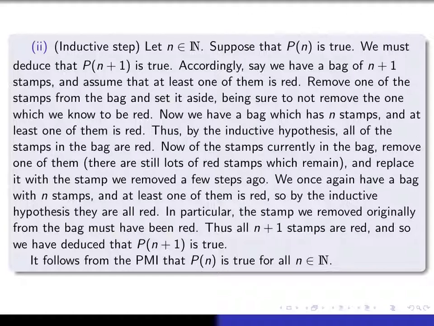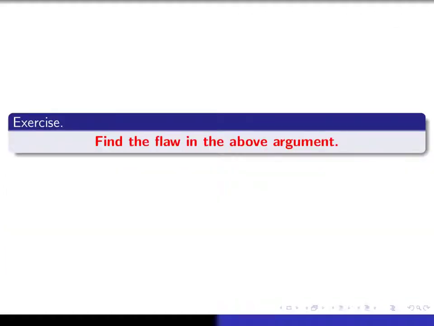Well, clearly there has to be a mistake somewhere in the proof, either in the basis step or in the inductive step. There's certainly nothing wrong with the principle of mathematical induction. So the question is, where's the mistake? The exercise here is for you to find the flaw in the above argument. The reason that I think this is an important exercise is that it's a mistake that students often make when they're writing up their inductive proofs. And it's a mistake that, of course, I want you to avoid.